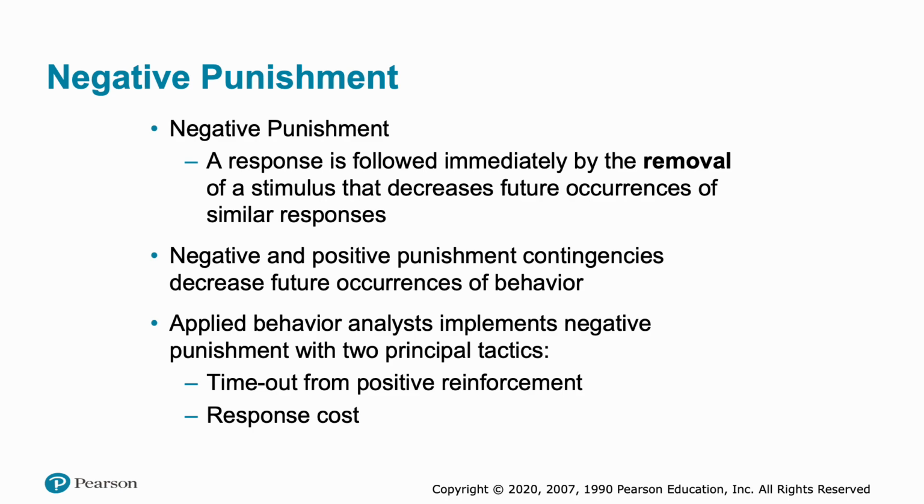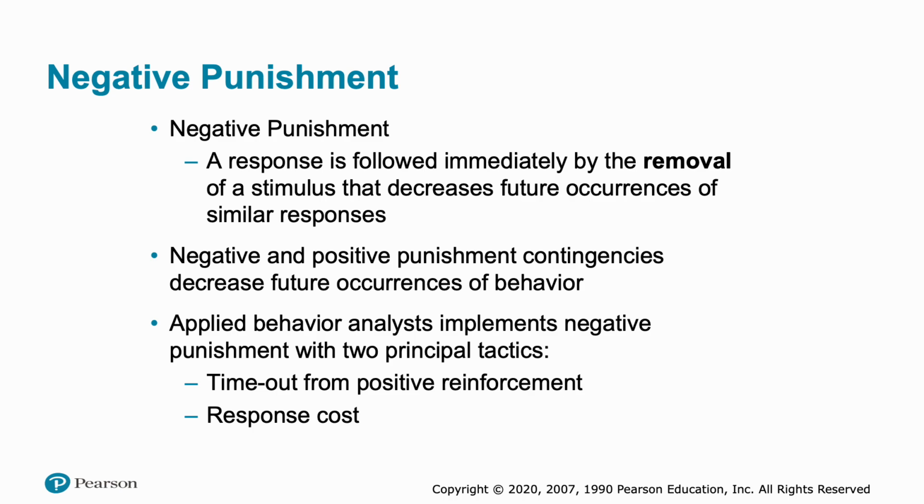So let's get started with this lecture by talking about the definition for negative punishment. This is a definition that you should have been exposed to already multiple times in this course and in the previous ABA course that you took. But we're going to review it anyways just to make sure that you understand all of the different components that go along with negative punishment. So negative punishment is a procedure in which a response is followed immediately by the removal of a stimulus, which decreases the future probability of that particular behavior.